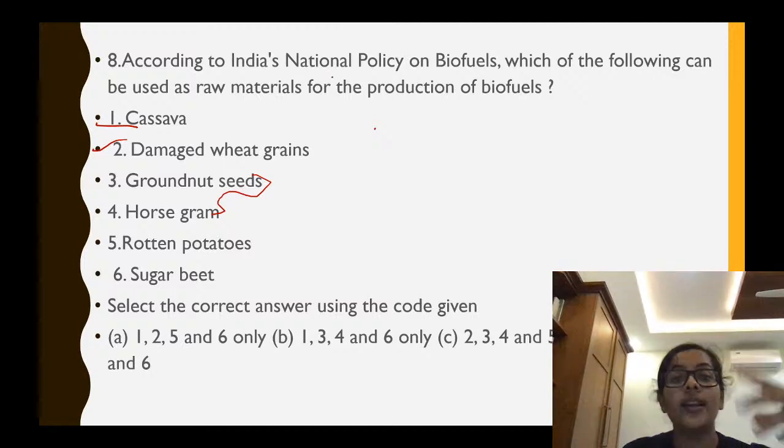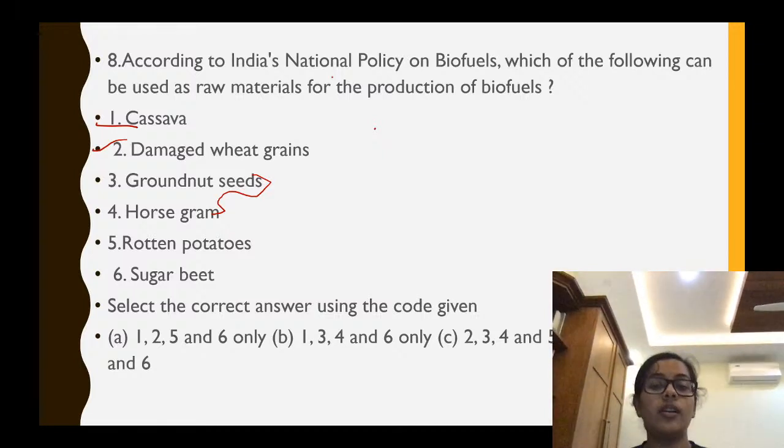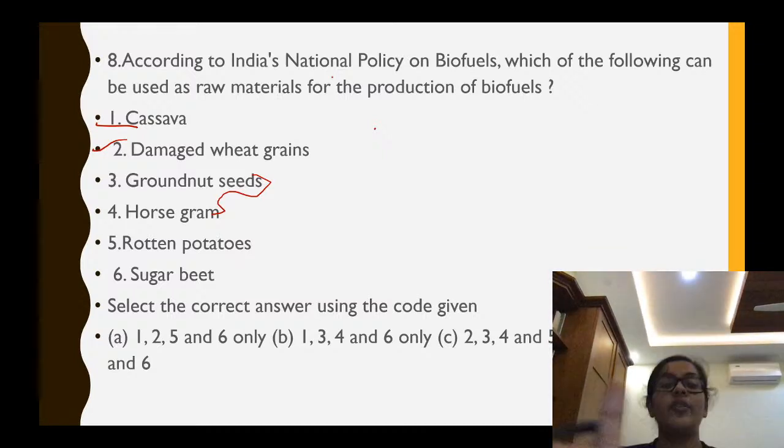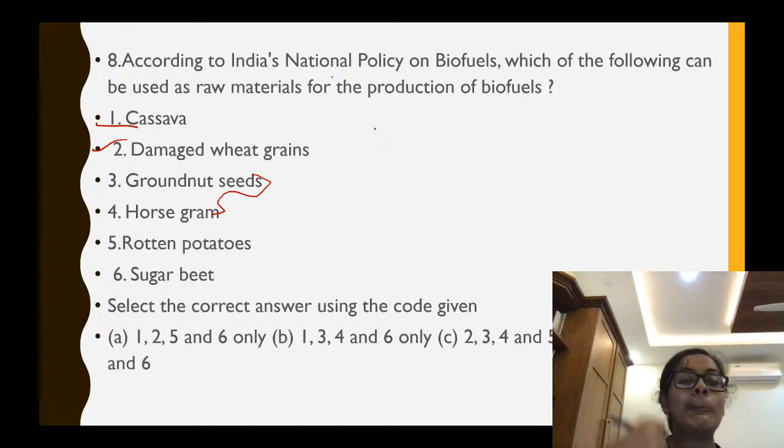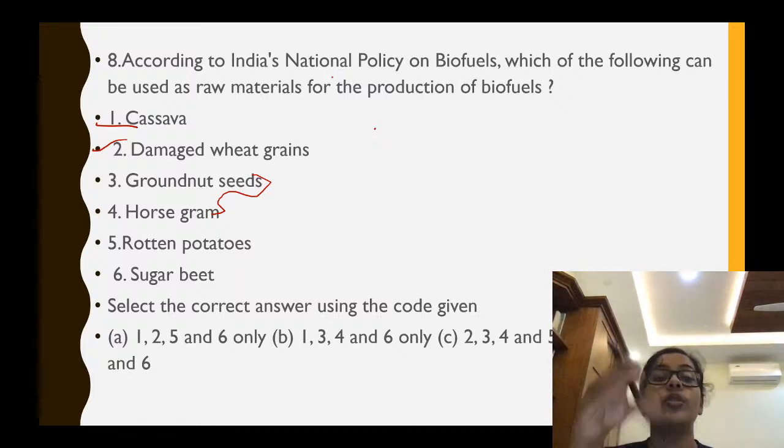The National Biofuel Policy tells us, simply imagine, if you don't have enough food and you are using it for biofuel production, what would be the condition of our people? It will be dangerous, and you don't want to go down such a path. I have given you the same statements directly from The Hindu, and if you have gone through it, it would have been very easy. Or else you can also apply it.